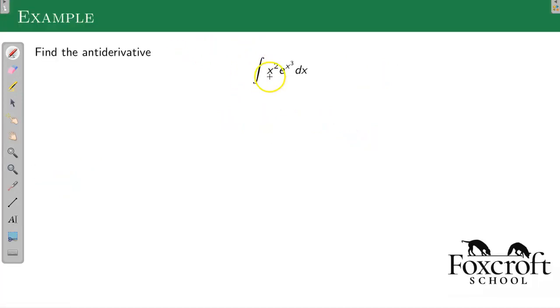I wrote the antiderivative of x squared e to the x cubed. Well, here we have something way more complicated than in our previous example, where we just had 8x. It's pretty simple, it's just a number next to the x. But now we have an exponent, which is way more complicated. So this one we're actually going to have to do u substitution.